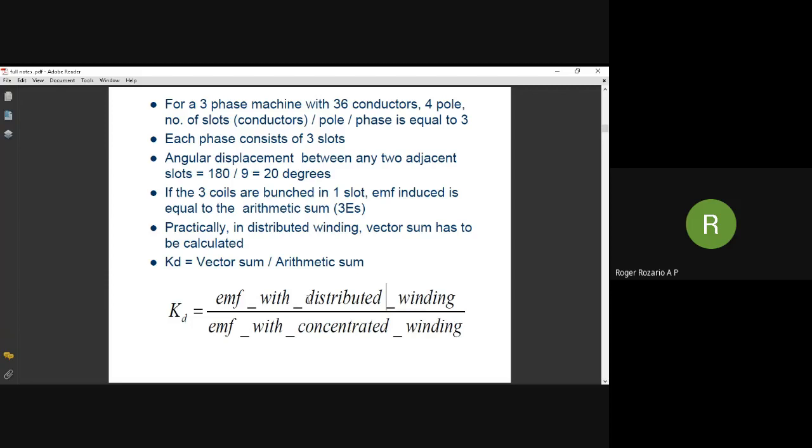The concept. So look here: for a 3-phase machine with 36 conductors and 4 poles, how many slots will be there? 36 conductors, 4 poles. Yes, very good, 9 slots will be there. This is a 3-phase machine. So how many slots will be there for one phase?